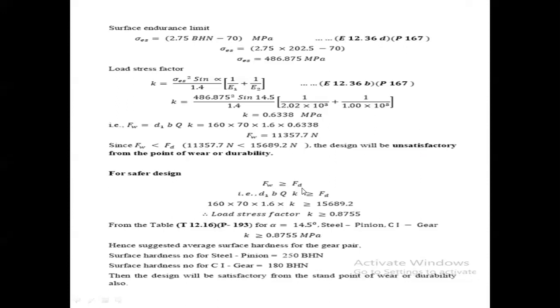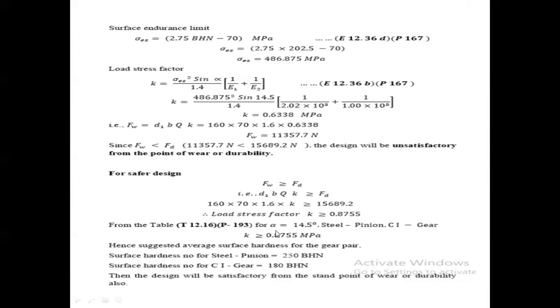Next, for a safe design, FW should be greater than FD. Substitute the value for FD here, 15689.2, in the equation of wear load FW. Keep K as the unknown parameter, D1 as it is, B as 70, Q as 1.6. By simplification, I get K should be greater than or equal to 0.8755. This is the condition required. But what I have from the calculation is K equal to 0.336, whereas I require K greater than 0.875 megapascal.